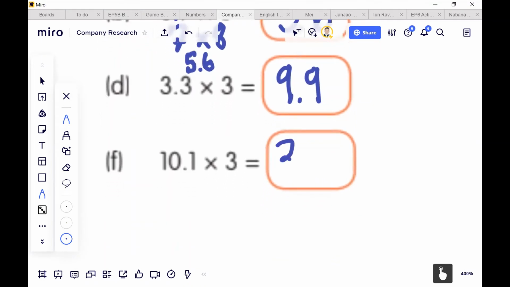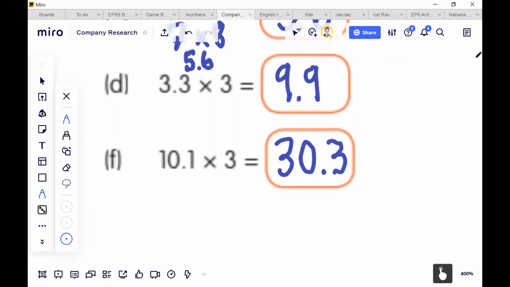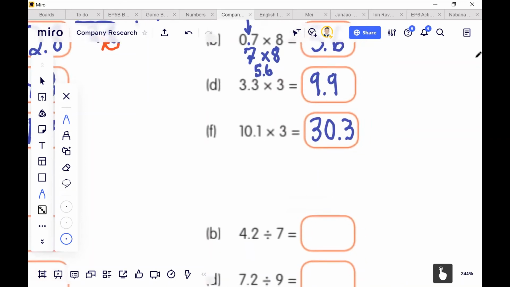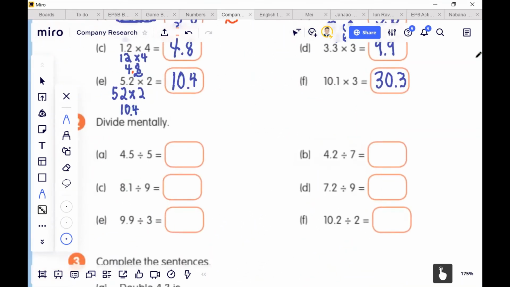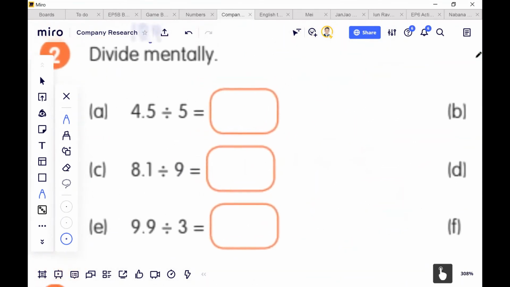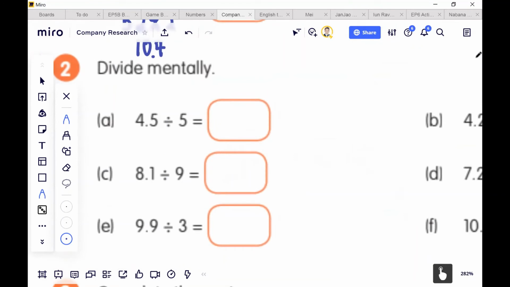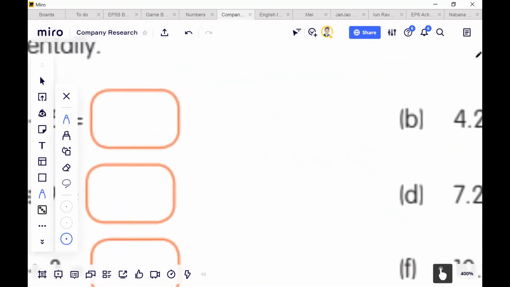30.3. 30.3, good job. All right, nice job, August. Okay, I want you to do the rest of these if you can. So let's try this one. This is divide mentally. Let's first work this out, how we would do this just regularly, and then we can think about what the trick is to divide it in our heads.